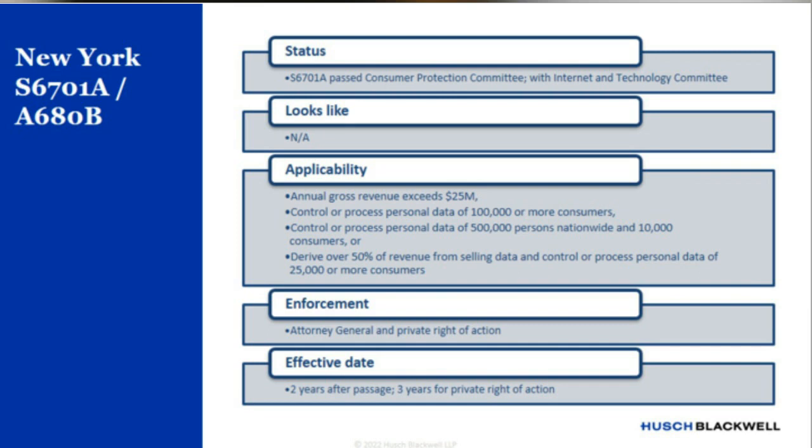So the New York Privacy Act would apply if you satisfy one or more of the following thresholds: either a $25 million monetary threshold, a 100,000 volume threshold, and this third one puts kind of a new spin on things, an additional volume threshold where you control or process the data of 500,000 persons nationwide and 10,000 New York customers. Or you derive 50% of revenue from sales and control or process the data of 25,000 or more New York consumers.